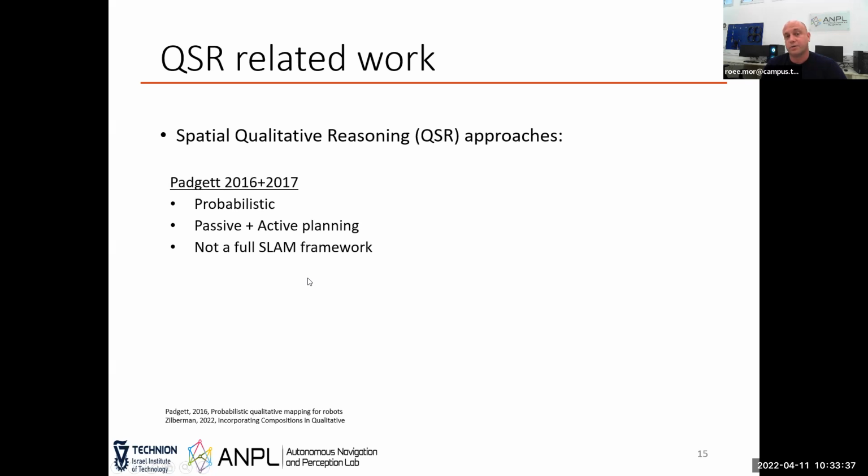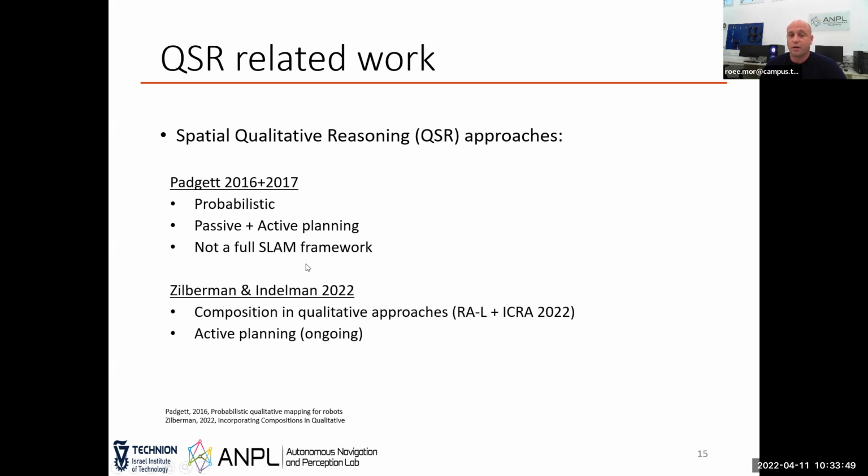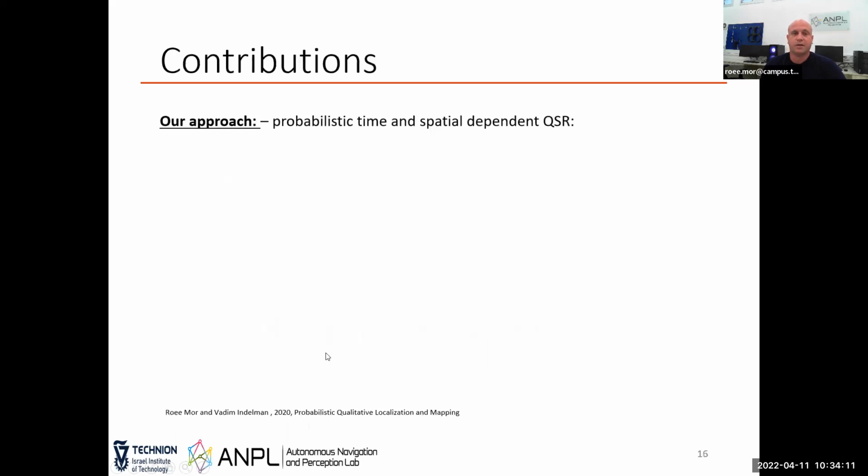Then after that, there was more research at Cornell on the probabilistic formulation of this problem, and also on active planning. In addition, there's another research in ANPL, in our lab, by Itai Zilberman, which also addresses active planning in this qualitative framework. And he also talks about composition. We'll soon see what composition is.